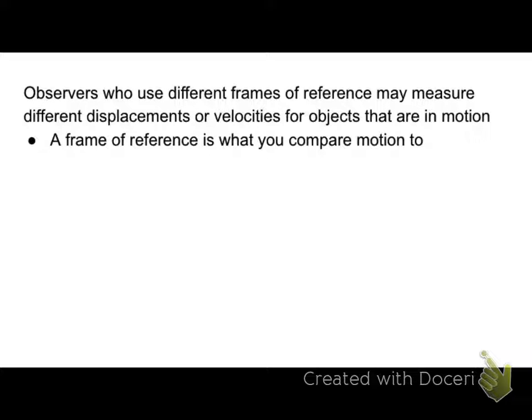So if I'm riding on a bus, I can compare my motion to my seat, I can compare my motion to the bus, or I can compare my motion to the lamppost on the side of the road. And those would give me different motions, correct? Right? If I'm comparing myself to the bus, my velocity is 0. If I'm comparing myself to the lamppost, then my velocity is whatever the velocity the bus is moving at is.